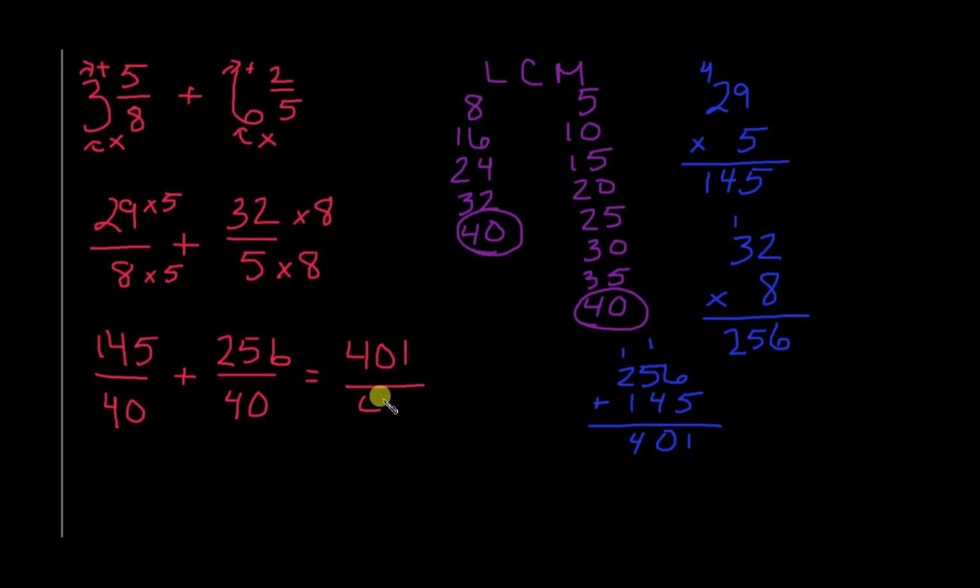Guess how many times 40 goes into 401? Well, there's a cool trick you can do here. You can say, how many times does 40 go into 400? Well, it goes in 10 whole times, and you have 1 left over. So 10 and 1/40 would be our new mixed number and also our answer.